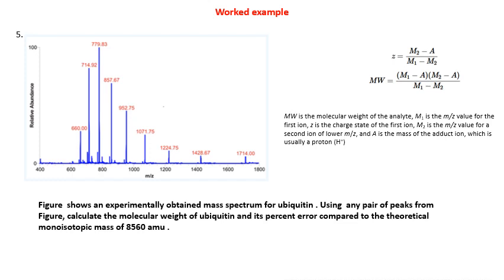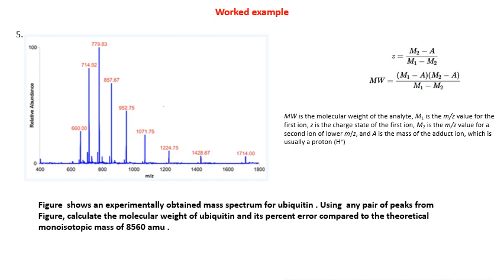The parameters are given, shown over here. MW is the molecular weight, m1 is the m/z value for the higher mass ion, z is the charge state, m2 is the m/z value for the second ion of lower m/z value, and A is the mass of the attached ion, which is normally a proton, sometimes it may be Na+ or K+ ion, depending on the nature of the method you are using.